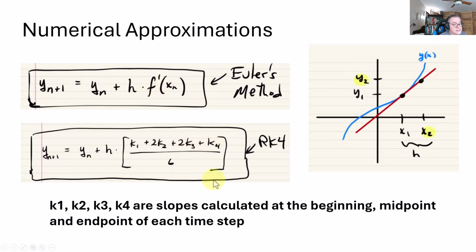So it really is ultimately the same thing as finding another point on the tangent line. It's just we're getting a lot more sophisticated in how we get the slope of the tangent. We're using a weighted average of several estimates of the slope. We take that slope, multiply it by the step size, and add to the previous y value to get the next y value.